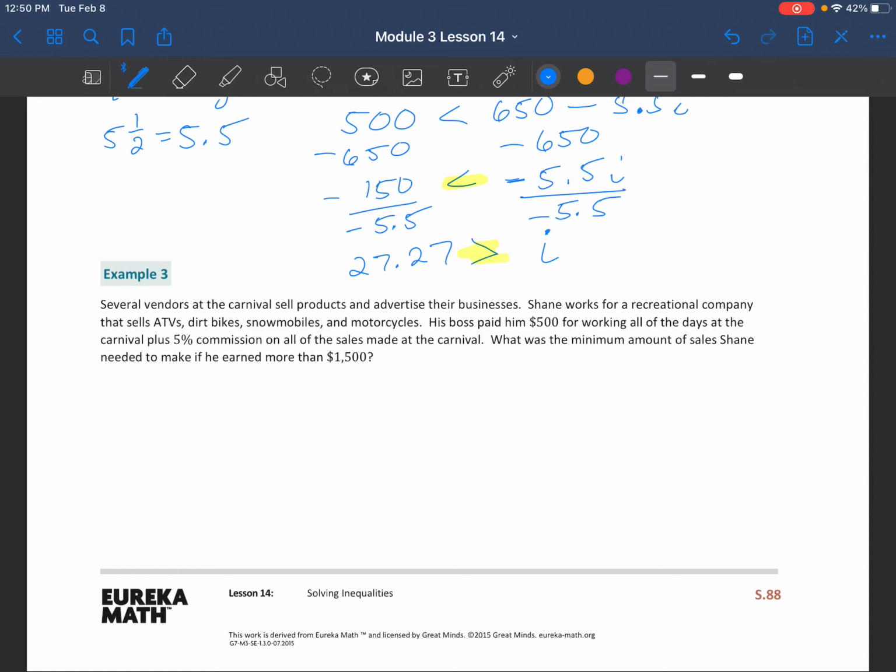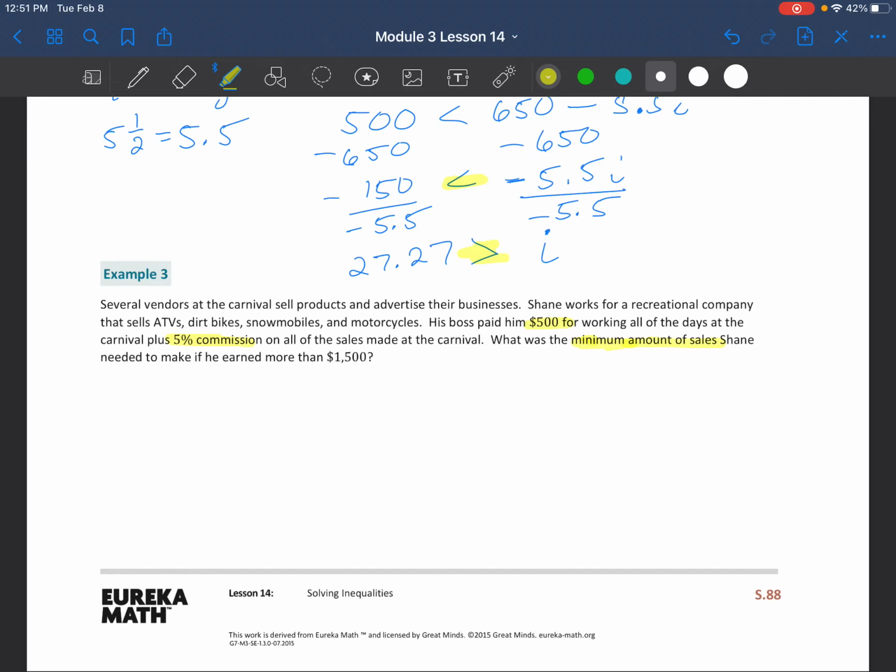Okay? All right, last example. Let's look at number 3. Several vendors at the carnival sell products and advertise their businesses. Shane works for a recreational company that sells ATVs, dirt bikes, snowmobiles, and motorcycles. His boss paid $500 for working all the days at the carnival, plus a 5% commission on all the sales made at the carnival. A commission is extra money you earn for whatever you sell. What was the minimum amount of the sales Shane needed to make if he earned more than $1,500?